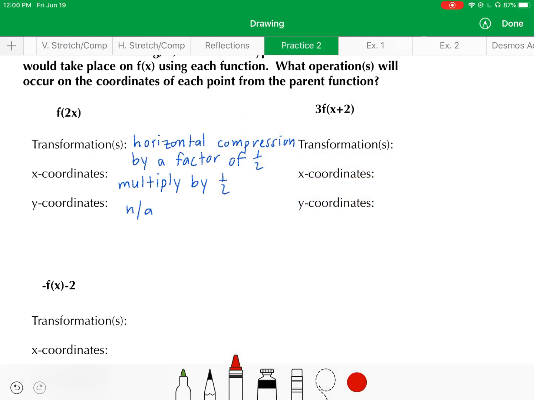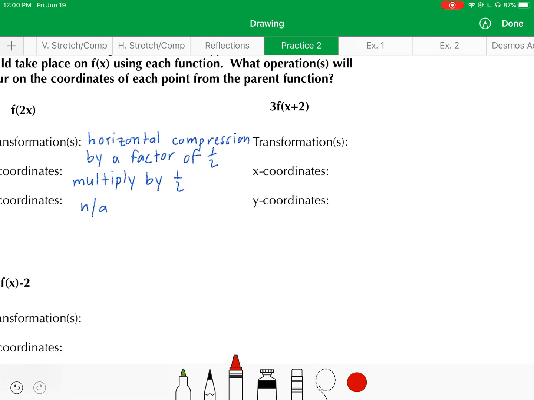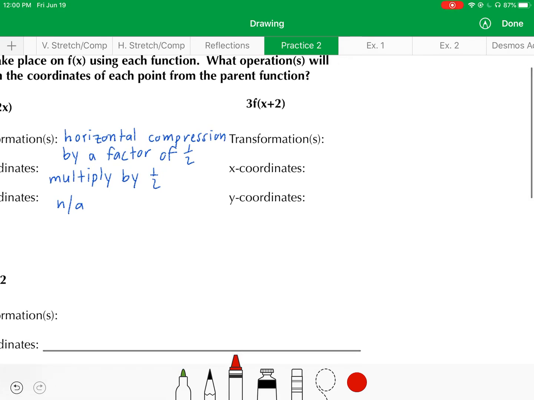3 times f of x plus 2. Two transformations taking place here. So let's focus on the plus 2 first. That's happening inside the function. So this is going to be a horizontal translation, 2 units in the negative direction. Remember, it's the opposite here, so to the left.